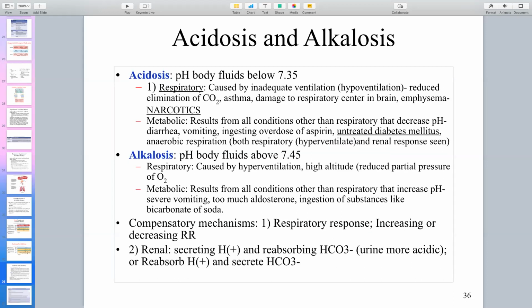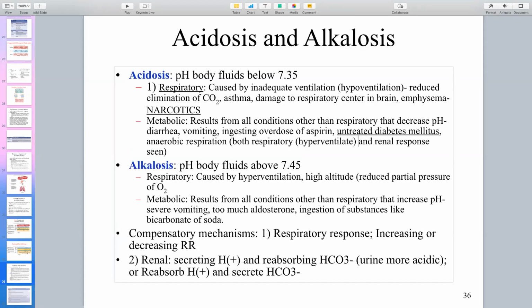Hyperventilation means you blow out more carbon dioxide. As you blow out more carbon dioxide, you produce less hydrogen because there's less carbon dioxide. That less hydrogen counters the effect of the acidosis. In the renal response, what are we going to see? The renal response is what we said before: increased hydrogen secretion.